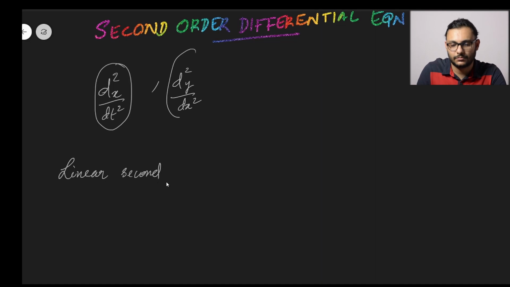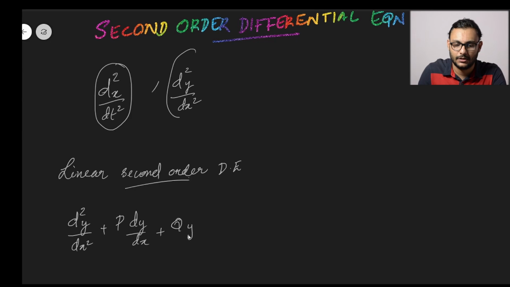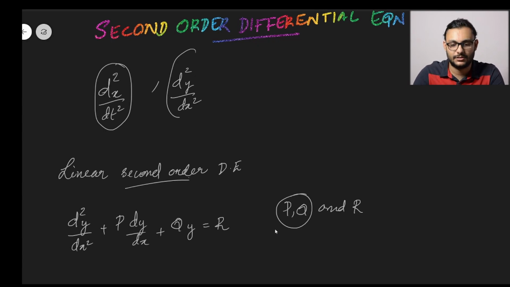second order differential equations. For a typical linear differential equation of second order, we can write the equation as d square y by dx square plus p into dy by dx plus q into y is equal to r. Keep in mind that of these p, q and r, especially p and q should be constants. r can be a function of x, some exponential function or some trigonometric functions or even some combinations of these functions. But p and q should be constants.